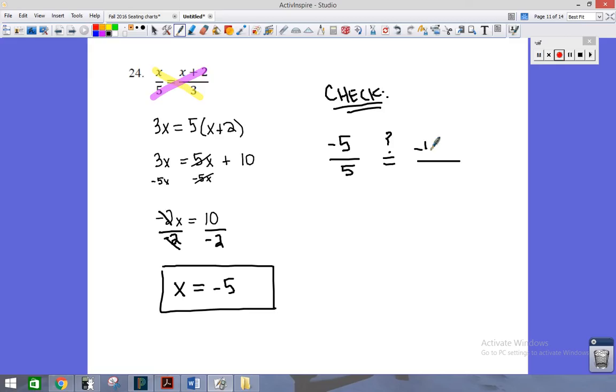Well, I'm going to have a negative 5 plus 2, and that's being divided by 3. Are these fractions equal to each other? On the left-hand side, negative 5 divided by positive 5 is negative 1. And on the right-hand side, the numerator, negative 5 plus 2, is a negative 3 divided by a positive 3. That's also equal to negative 1. Hey, that checks. So I know that x equals negative 5 is a good solution.